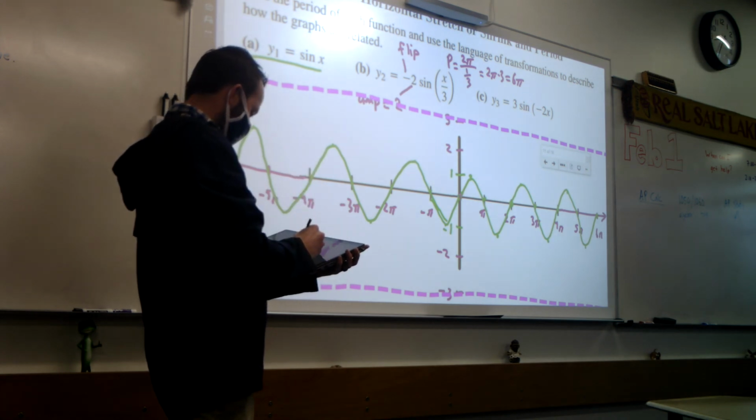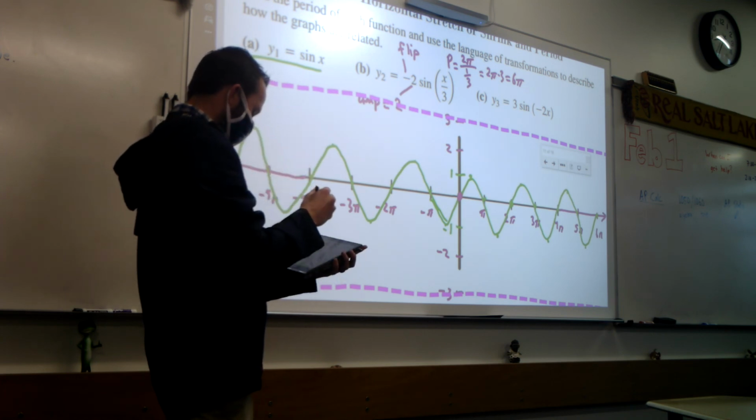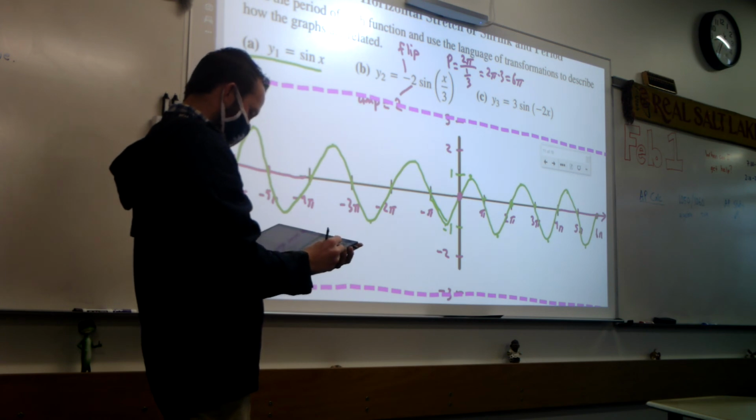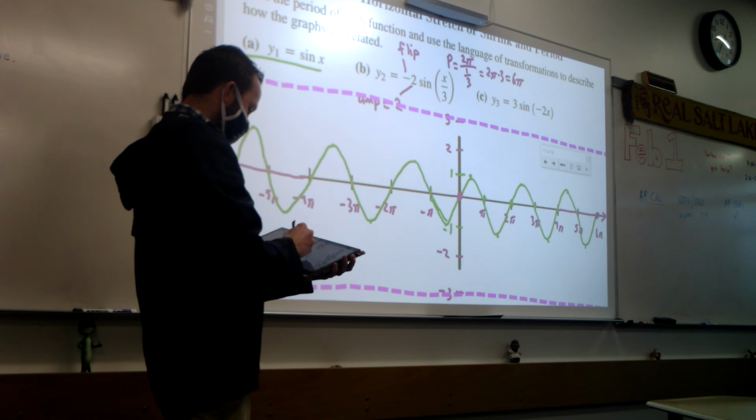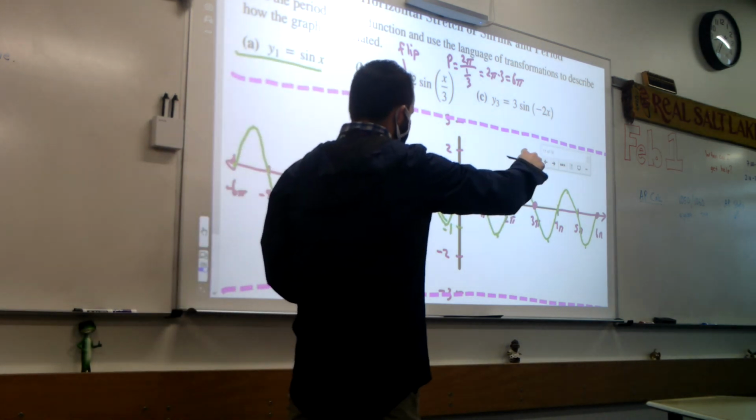So sine starts at 0. How long does it take this sine curve to go through one cycle? So I'm putting my end point at 6 pi. Now, halfway between 0 and 6 pi is 3 pi, because that's the halfway spot, which is also at 0, because it's going to go up, then it goes down, and then we're done.